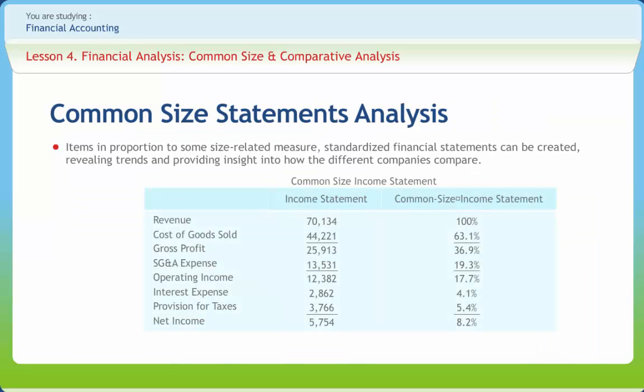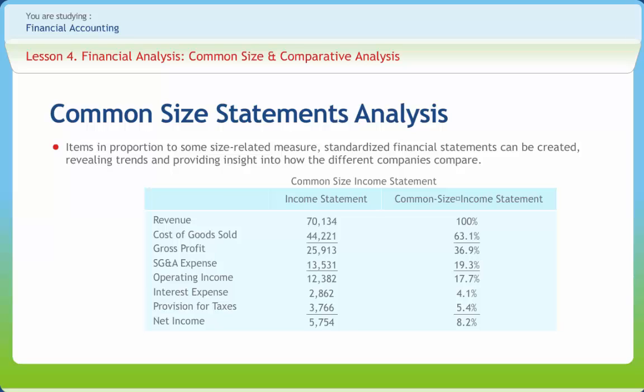Common size ratios are used to compare financial statements of different size companies or of the same company over different periods. By expressing the items in proportion to some size-related measure, standardized financial statements can be created, revealing trends and providing insight into how different companies compare. The common size ratio for each line in the financial statement is calculated as follows. Common size ratio is equal to item of interest upon reference item. For example, if the item of interest is inventory and it is referred to total assets, as it normally would be, the common size ratio for inventory is equal to inventory upon total assets. The ratios are often expressed as a percentage of the reference amount.